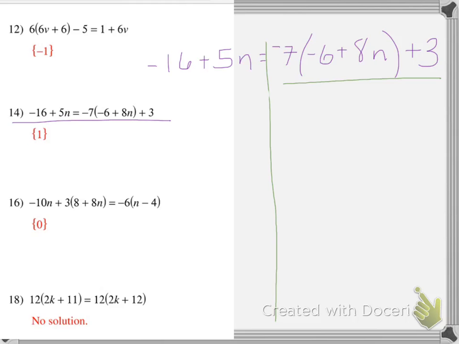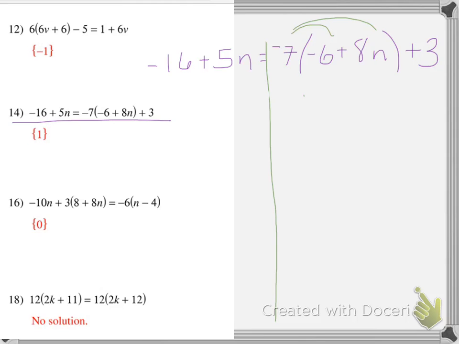Coming over to the right side, negative 7 times the quantity of negative 6 plus 8n, and then on top of, after doing that, you've got to add 3. Is there anything that I can do with the skills that I've learned in the past? And the answer is yes. So here we go with the first skill that you're going to apply. I refer to it as the loop method. No, it's the distributive property.